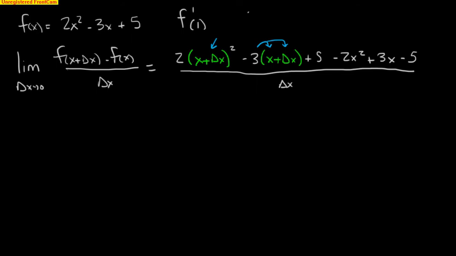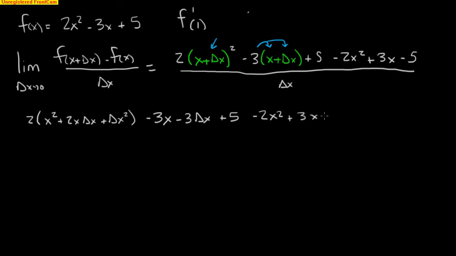Alright, so first things first. I've got x plus delta x squared. So I'm going to have 2 times x squared, 2x delta x, and delta x squared. That is this quantity expanded. I'm going to distribute the negative 3, so I'm going to have minus 3x minus 3 delta x. Don't forget the negative 3 to both there. Plus 5, and then minus 2x squared plus 3x and minus 5.